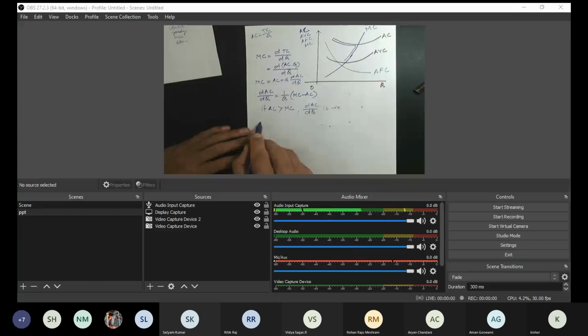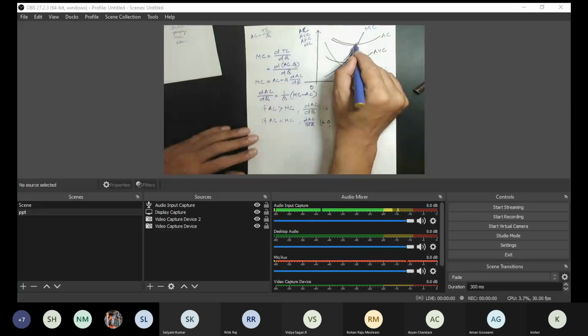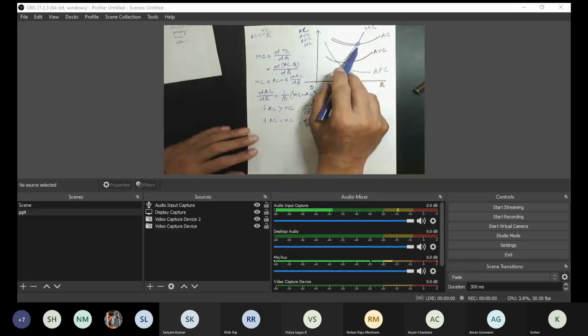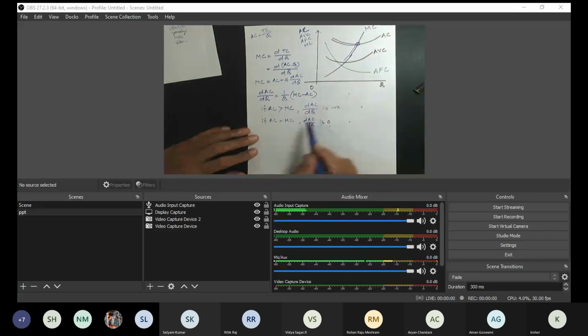Second condition, if AC is equal to MC, the average cost value is equal to MC, this will be 0, the right hand side will be 0, the slope is 0. dAC by dQ is 0. At this particular point, you see, this is a minimum point where MC is cutting your average cost curve. Minimum point means the slope of AC is 0.